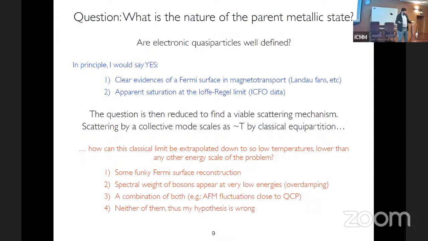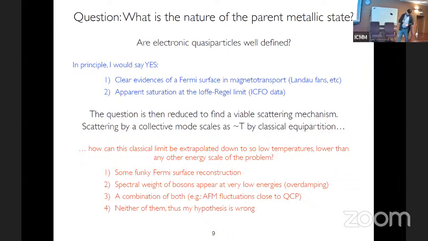Most theoretical models start from a Fermi liquid with a Fermi surface. And actually, this saturation with the Ioffe-Regel limit is telling us that transport, in principle, is mediated by coherent electronic quasiparticles. So the question to me is to find a scattering mechanism that can explain this linear behavior with temperature, which is something that generically you get from classical equipartition when you have scattering of electrons due to any bosonic fluctuation, in particular phonons.